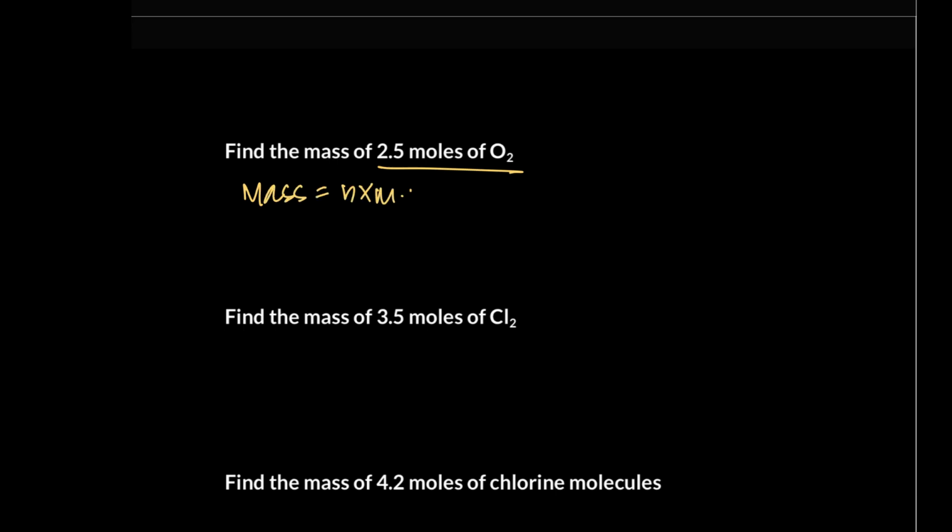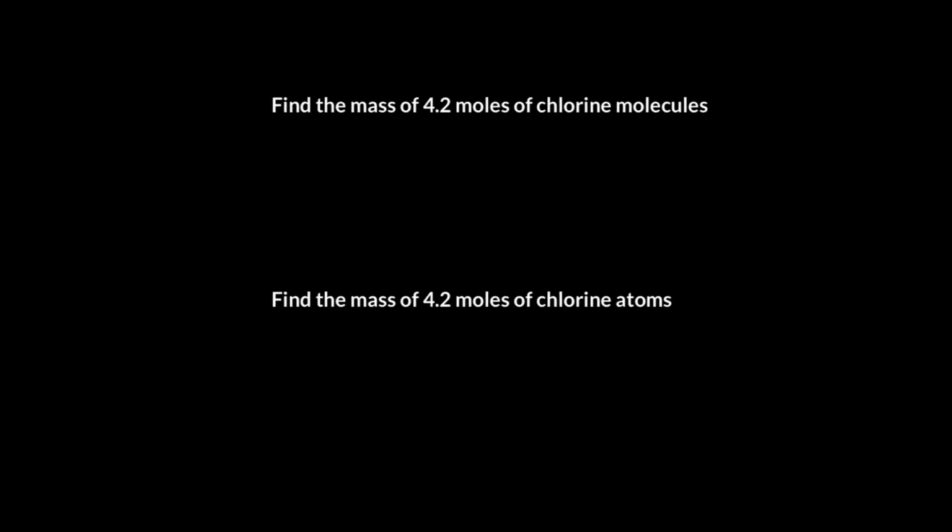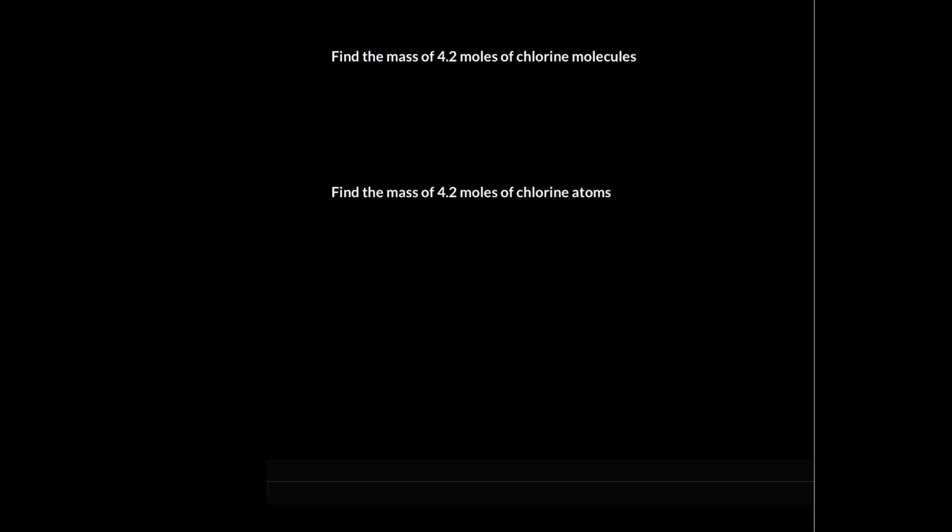मास निकालें, मास इक्वल मोल टाइम्स मोलर मास। मोल्स 2.5 हैं, मोलर मास ऑफ O2, O नहीं है, O2 गिवन है, तो O कितना होता है, 16, और यू हैव 2 O's, तो टाइम्स इट बाय 2, 32 ग्राम पर मोल इज द मोलर मास है, तो 2.5 मल्टीप्लाइड बाय 32, जो भी आया फिर, and then you guys can calculate all of these things.